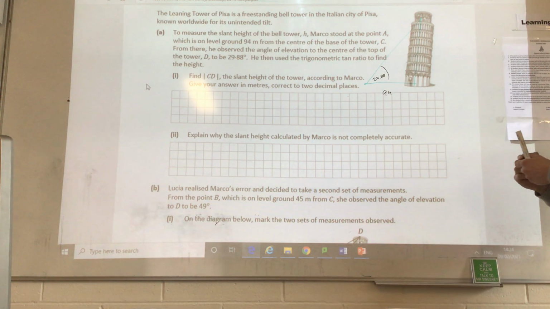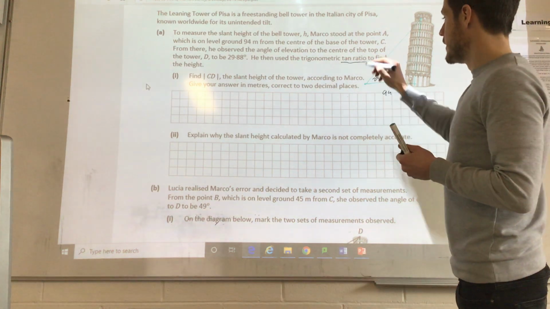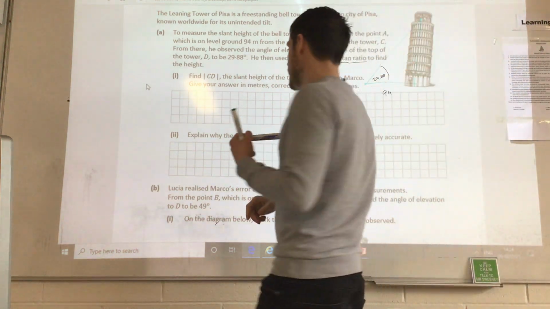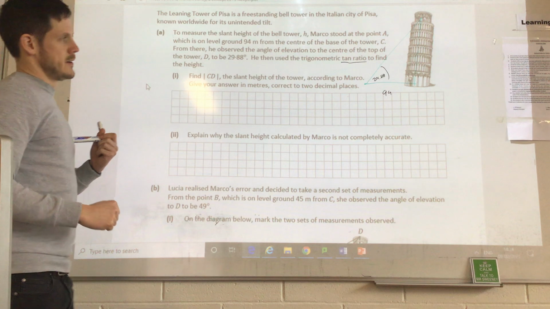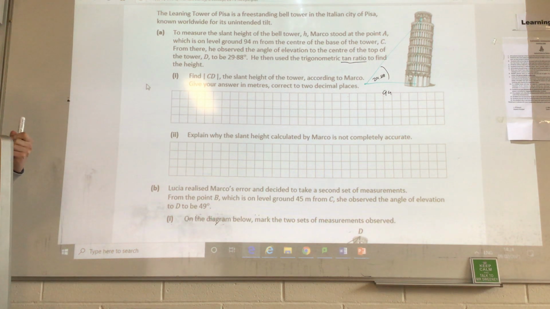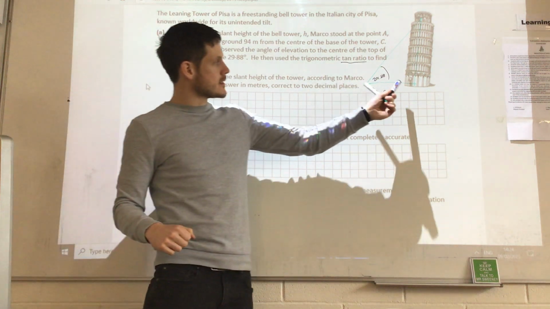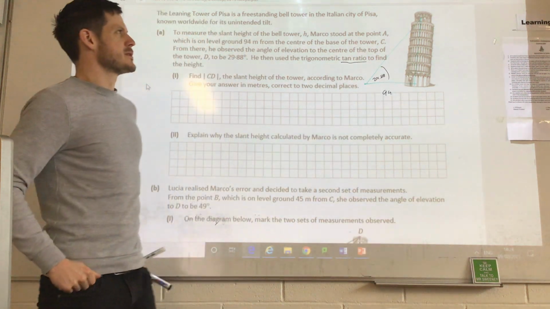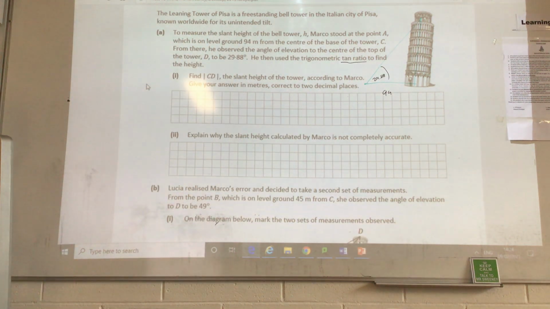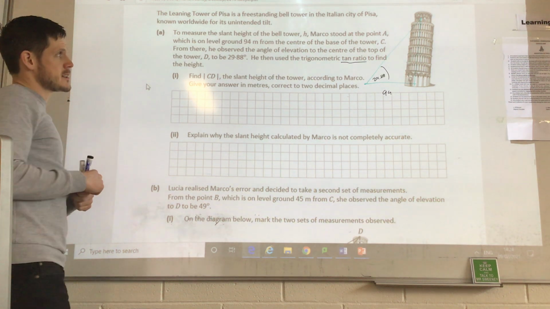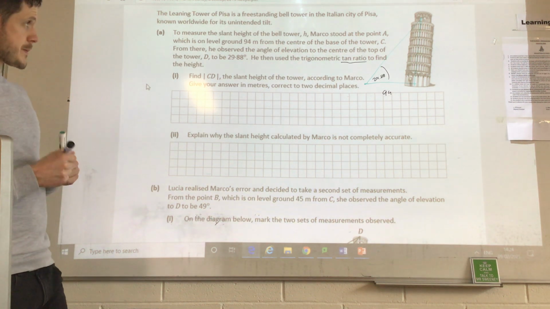Now it tells us that we're going to use the tan ratio. So this is a SOHCAHTOA question. Although the second part here says, why are we wrong or inaccurate if we use SOHCAHTOA? It's because that isn't a true 90-degree angle. It's close enough to a 90-degree angle. SOHCAHTOA should only be used with a 90-degree angle, so we're going to be slightly off here.